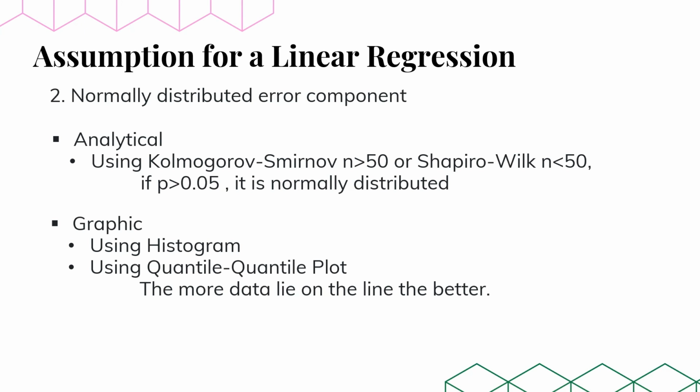And graphically, using a histogram, we can observe that it is normally distributed if the data forms a bell shape. And using the quantile plot or the QQ plot, the more data lie on the line, the better.